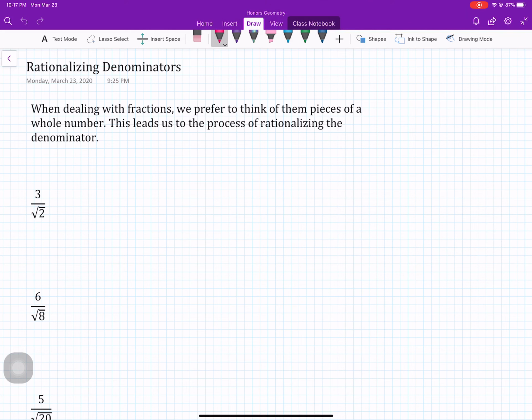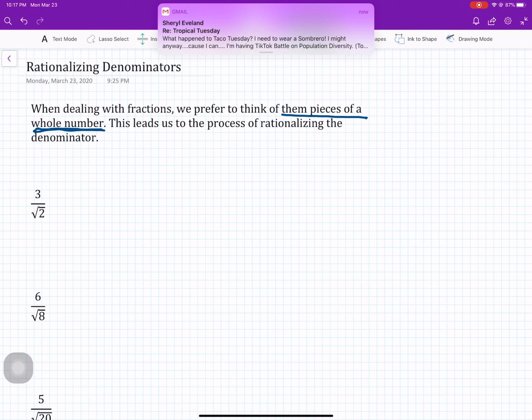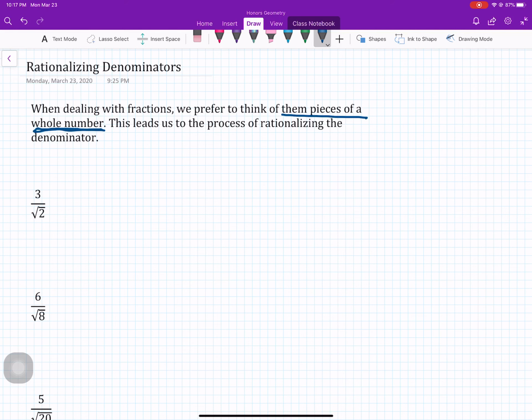And the last thing we need to talk about with radicals is rationalizing denominators. You may have touched on this in Algebra 1, but it's probably been a while. When dealing with fractions, we prefer to think of fractions as pieces of a whole number, which is why we typically don't have fractions inside of fractions or decimals in our fractions, because we're not dealing with whole numbers. This leads us to the process of rationalizing a denominator.